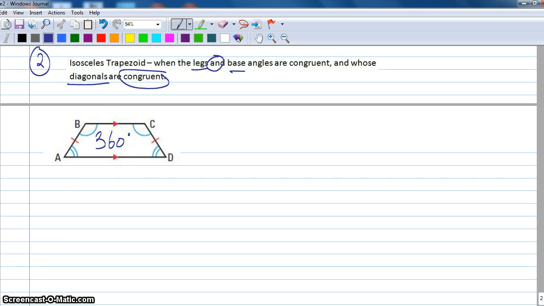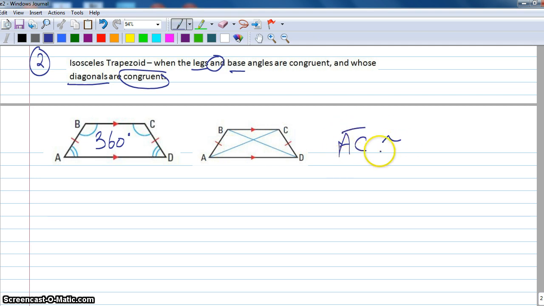Now about the diagonals, let me show you a picture of that. Here we go. It says the diagonals are congruent, so AC is congruent to BD. If we were to put a dot here and call it M for midpoint, it's not a midpoint, so I shouldn't call it midpoint. BM does not equal MD, and BM does not equal MC. Right?